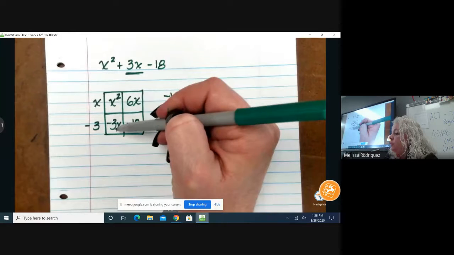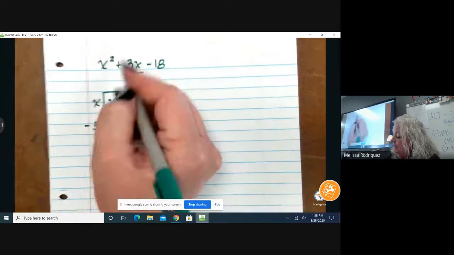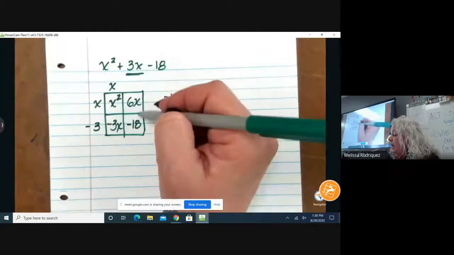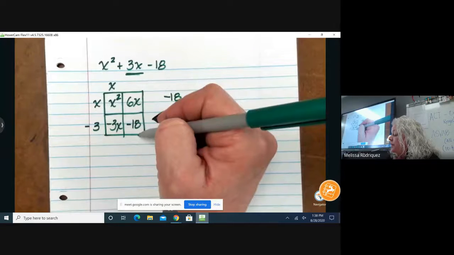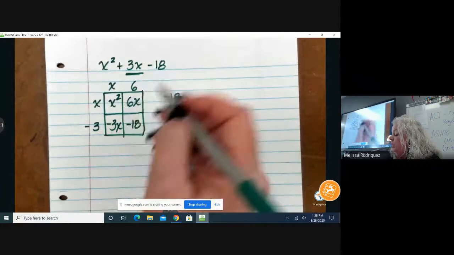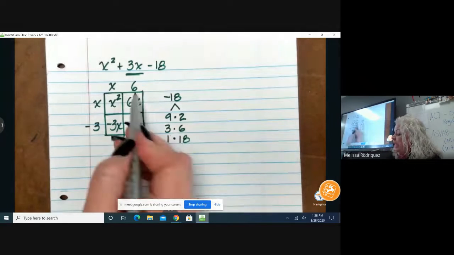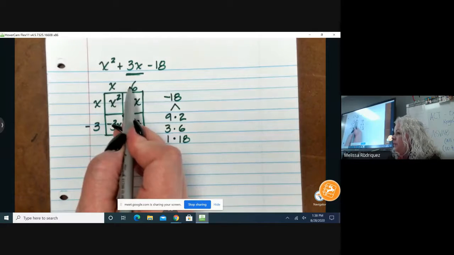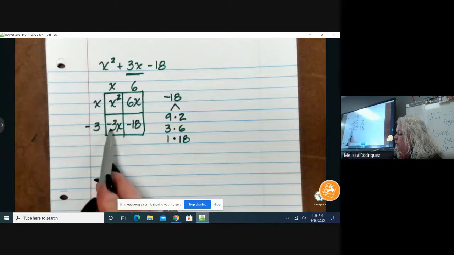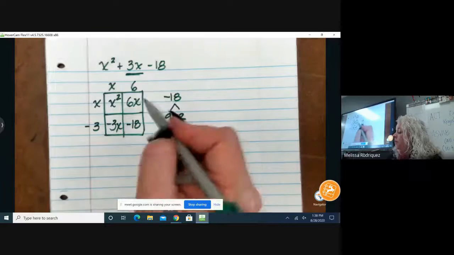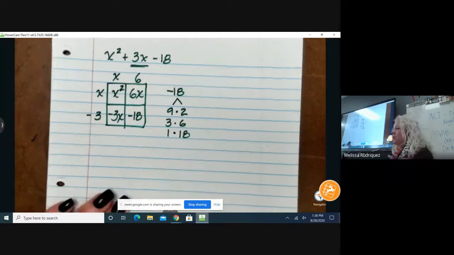Look at this first column. What are they both divisible by? An x. They both have an x. And in the last column, what are they both divisible by? 6. And because one is positive and one is negative, I'm just going to leave this positive. Does that make sense? See how down here they were both negative, and so I pulled out a negative, but not for this.